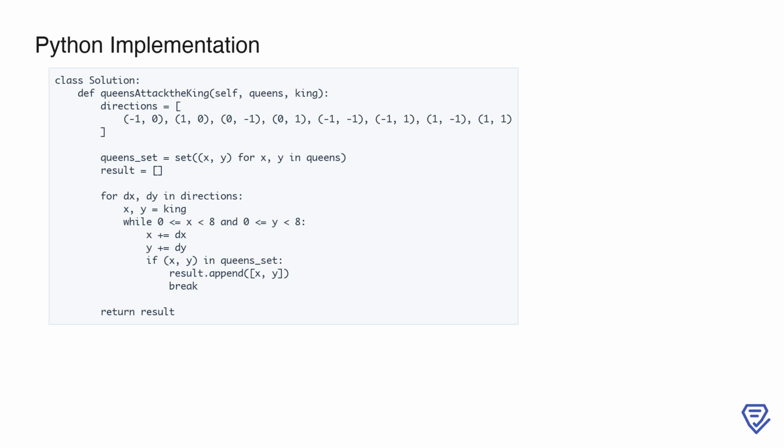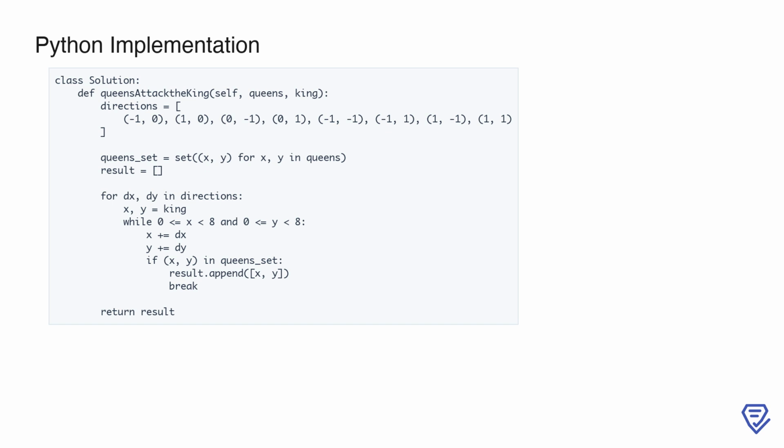If the new position is outside the chessboard, x or y less than 0 or greater than 7, the loop stops. If the algorithm encounters a position that matches a queen in the queens_ set, it appends that queen's position to the result list and breaks out of the loop for that direction. This ensures that only the closest queen along each direction is considered, as any queen further along the same direction would be blocked. Finally, the result list is returned, containing the positions of all queens that can attack the king.